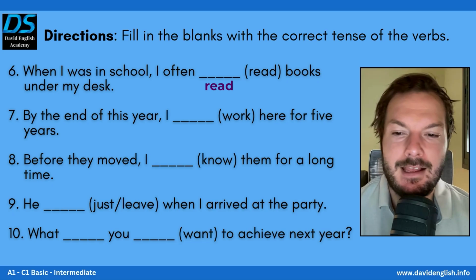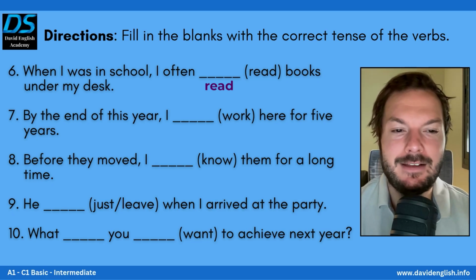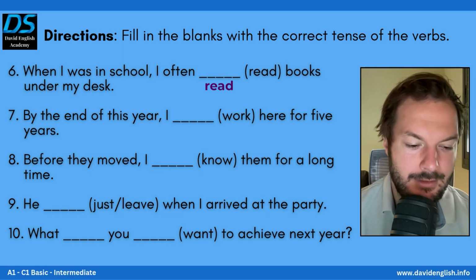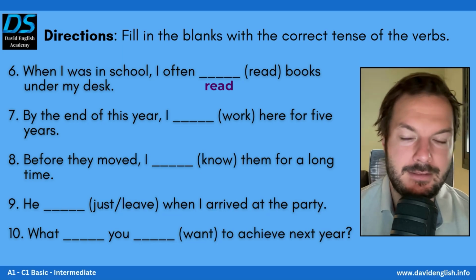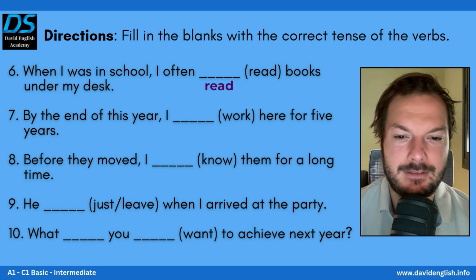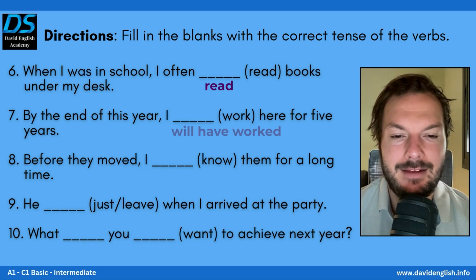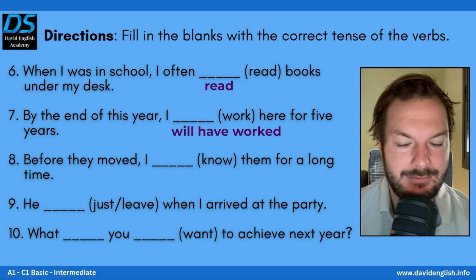Number 7, "By the end of this year, I work here for 5 years." So I want to say that this is a future perfect tense because this is something that is completed in the future. So "By the end of this year, I will have worked here for 5 years."